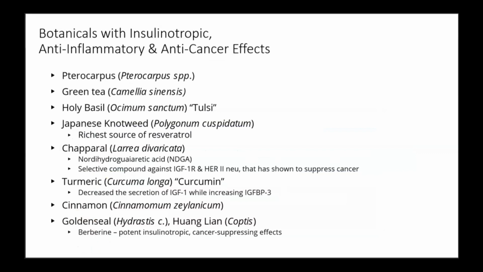Pterocarpus marsupium, really good one. Helps with the beta islet cells. Green tea, love that, just always. Holy basil, Polygonum cuspidatum, richest source of resveratrol, chaparral, NDGA, nordihydroguaiaretic acid, that's really good. And for so many things, cancer, especially when people have cancer, they have the insulin issue. This is really great stuff to use. Curcumin, which just targets so many different areas. Cinnamon and golden seal, or huanglian, that's the coptis again.